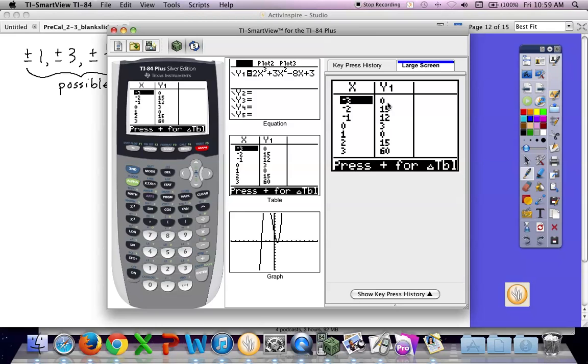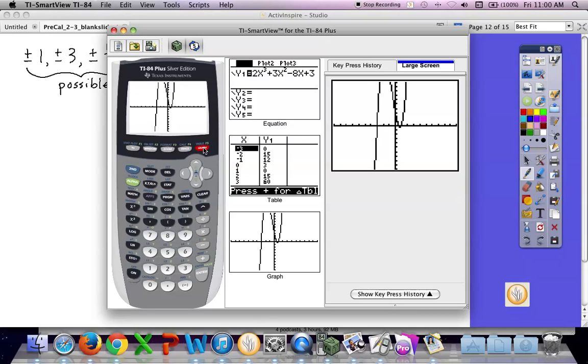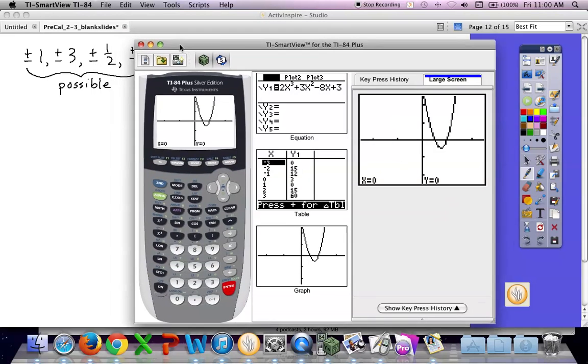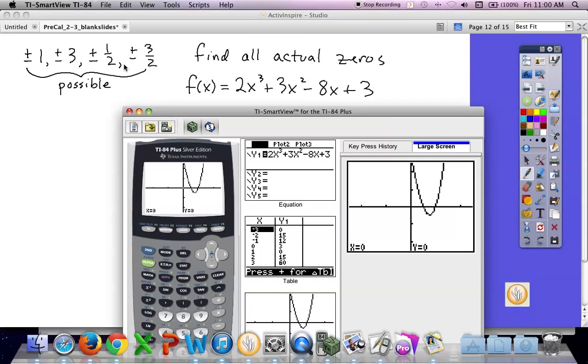Now, the truth is, there's another one right there. Right? There's a 1. But there's one of them that is in between, zoom to. It's in between the 0 and the 1. What does it look like it is? It looks like it's a half. And is that a possible rational zero? Yeah, it could have been. In fact, let's do that.